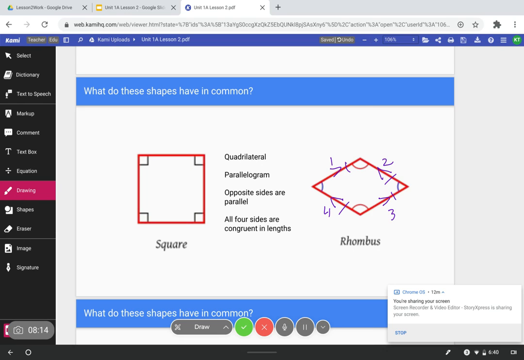Below the shapes, I'm going to write in purple what they do not have in common. So what do they not have in common? The difference is that a square has right angles. It has 4. A rhombus has acute and obtuse angles. This one would be acute, and this one would be obtuse.